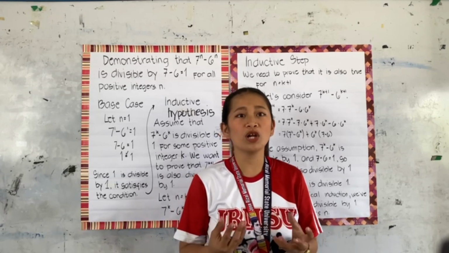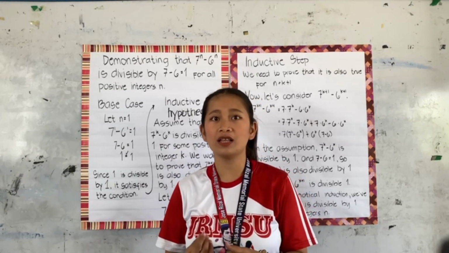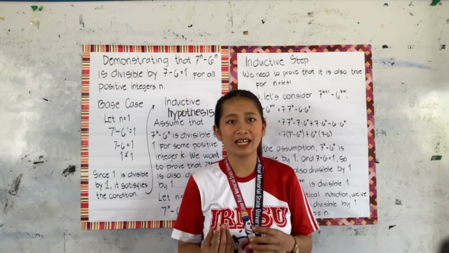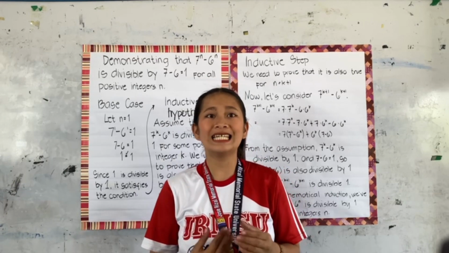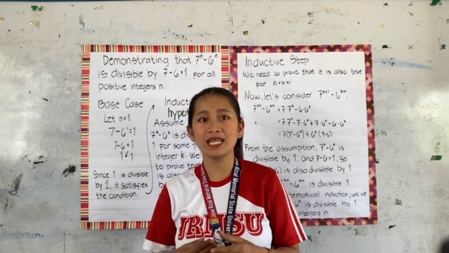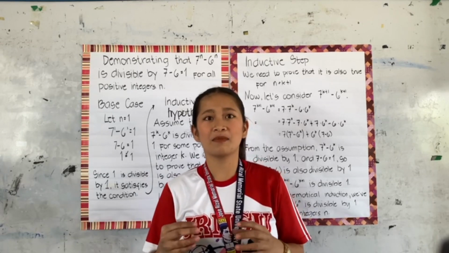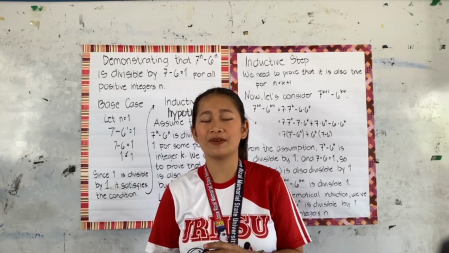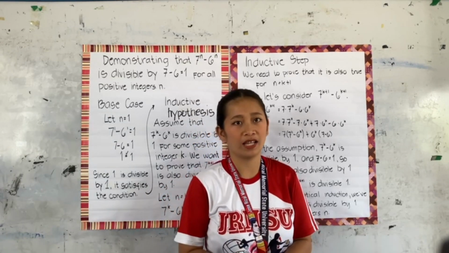Hypothesis, where you assume that the statement holds for an arbitrary natural number k, and then the inductive step to prove it for k plus 1. So this process demonstrates that if the statement is true for the base case, and whenever it's true for one number, it must be true for the next, then it's true for all natural numbers.